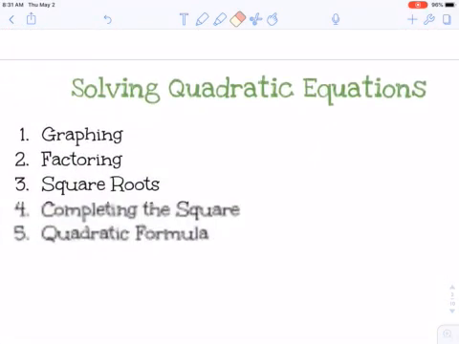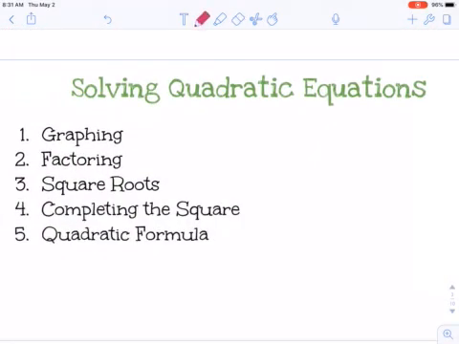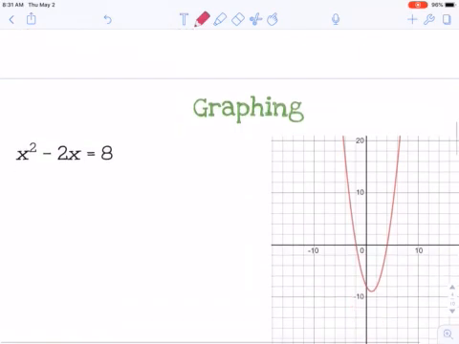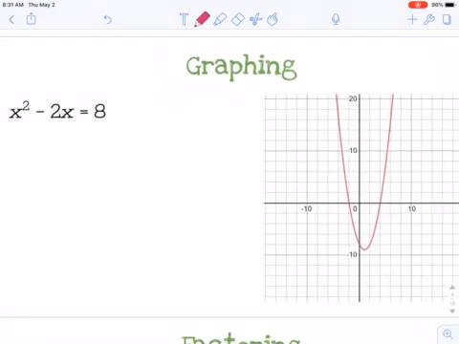So we learned that there are 5 methods. There's graphing, factoring, square roots, completing the square, and the quadratic formula. Most of these will work most of the time, but every now and then you have a problem that really just doesn't lend itself to one of these methods. And we'll talk about that as we go through them. So first is graphing. Graphing works 99% of the time.